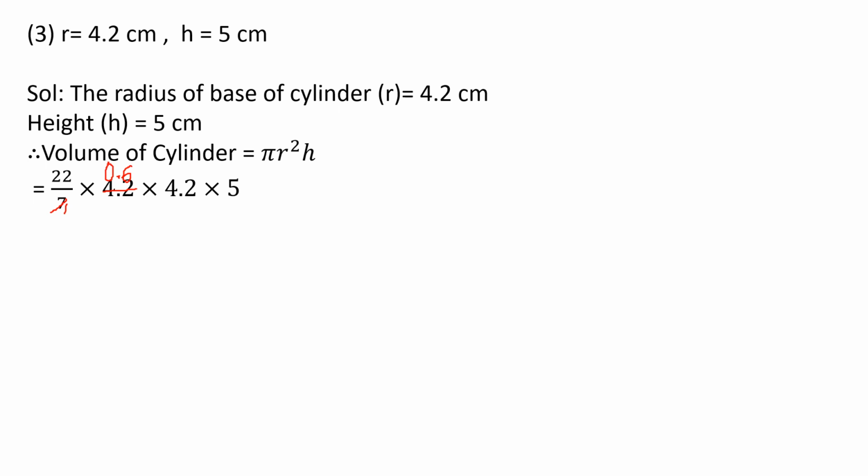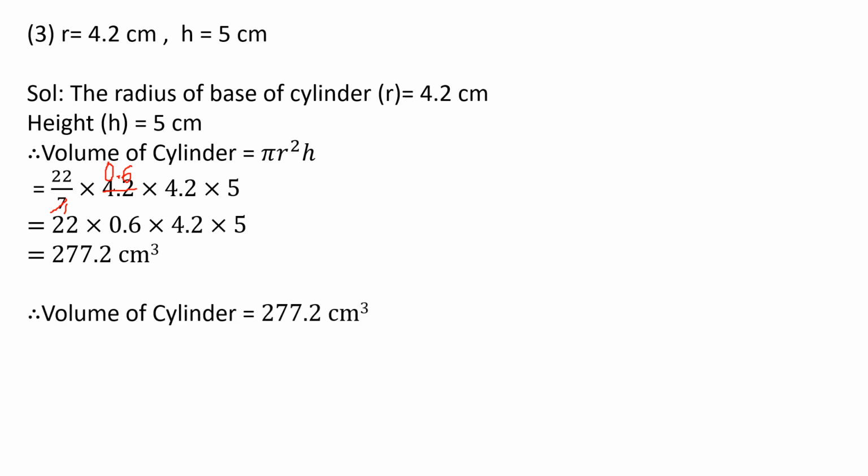Now next step you'll write down what remains, that is 22 into 0.6 into 4.2 into 5. Now you'll carry out the multiplication of all these four numbers and you'll write down the answer. So you get the answer, that is 277.2 centimeter cube or cubic centimeter. So final statement you'll write down, therefore volume of cylinder is equal to 277.2 centimeter cube. Okay student, it is directly based on formula.